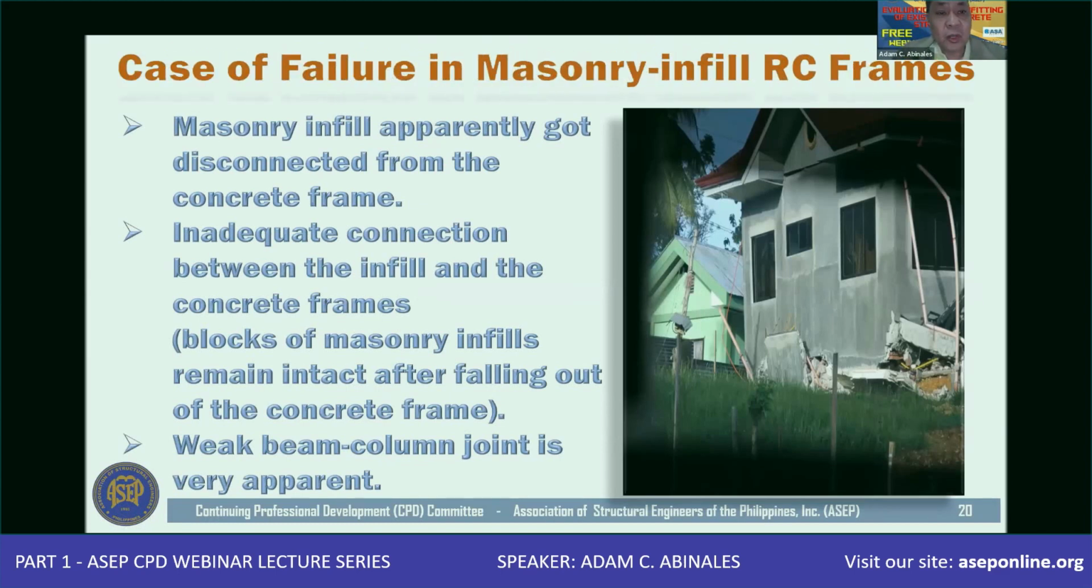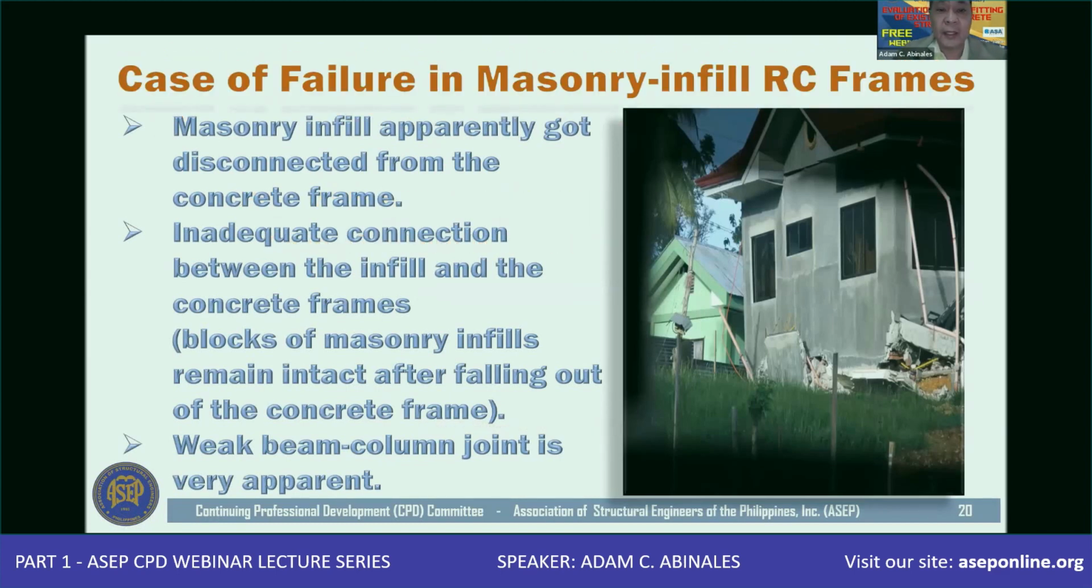Or maybe you have a case of a masonry infill apparently that got disconnected from the concrete frame. Well, I think this is one thing that most engineers or most constructors should look into, because if the infill walls are not properly connected, but providing a space so as not to make the walls too rigid or too stiff, so that it will not affect the behavior of the concrete frame. Inadequate connection between the infill and the concrete frame.